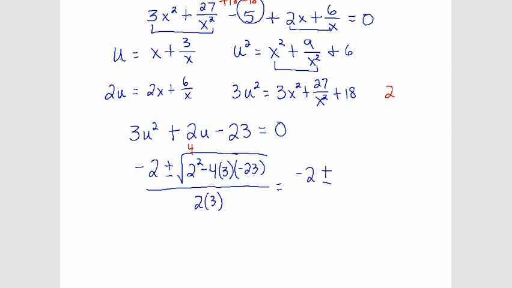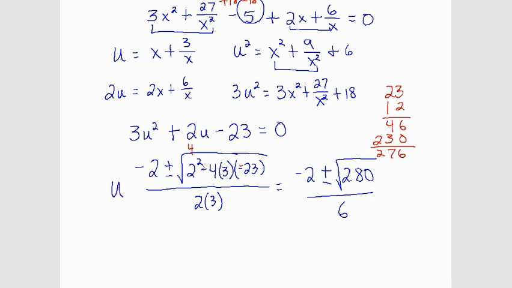Then we get 23 times 12, that's 276. Now that's 4 plus 276, because we've got a negative here and a negative here. So that's the square root of 280 over 6.